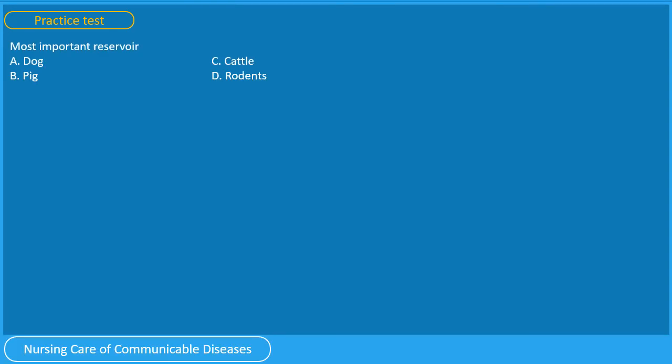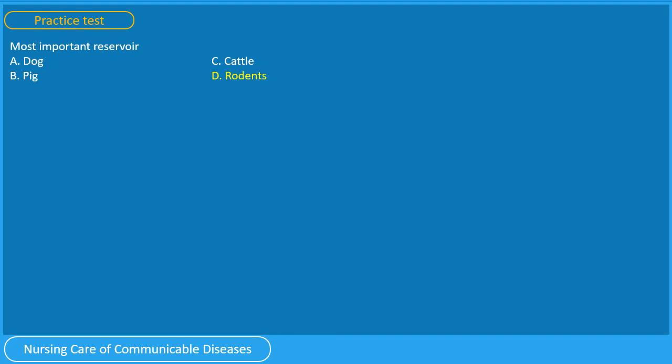What is the most important reservoir? A. Dog, B. Pig, C. Cattle, D. Rodents. You have 5 seconds. And the correct answer is D.